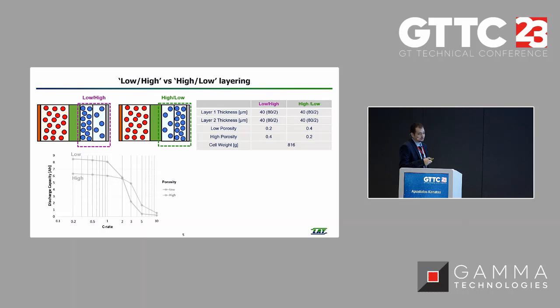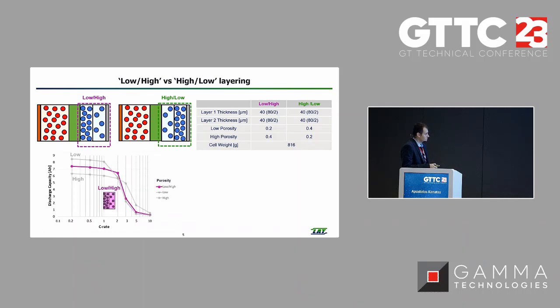And we considered 2 different cases. In the first case, we have the low porosity electrode placed near the separator, while in the second case, we have the high porosity electrode layer near the separator. Here, for comparison reasons, we also present again the results from this previous slide, where we have considered a single layer electrode with low and high porosity.